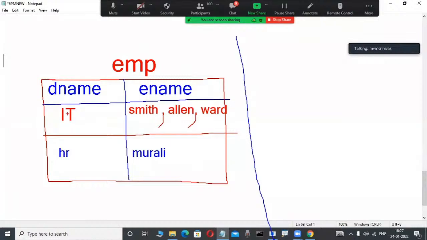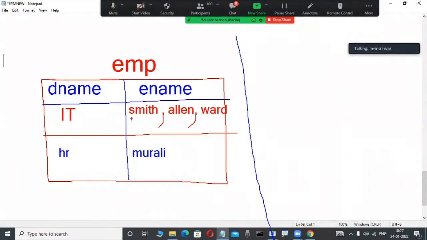What does that mean? In this table, this is a cell, this is another cell, and so on. But every cell has a single value. Suppose here IT is a single value, there is no problem. HR is a single value, Murali is a single value, there is no problem. Data in each column should be atomic. That is a rule. There are no multiple values separated with commas.